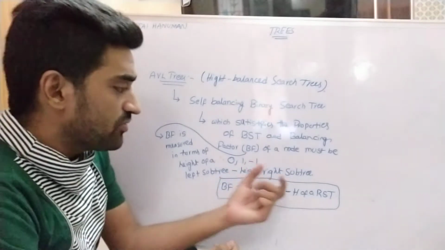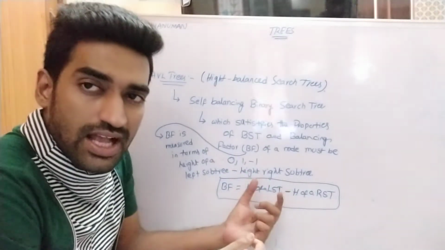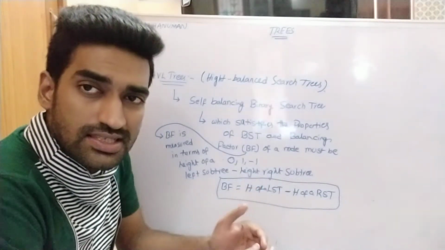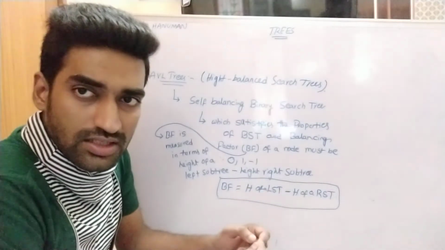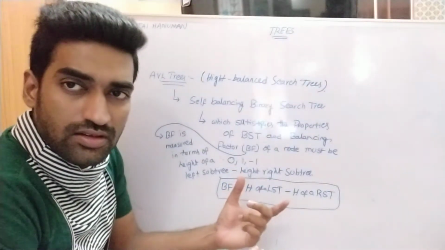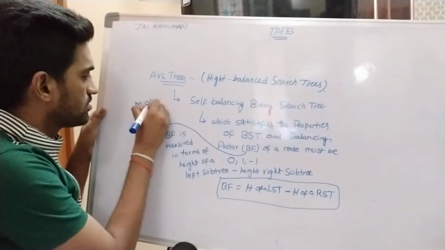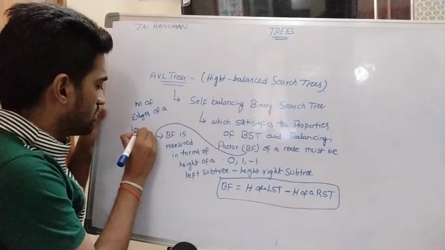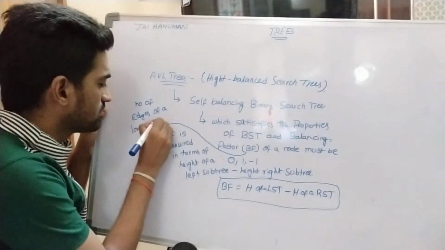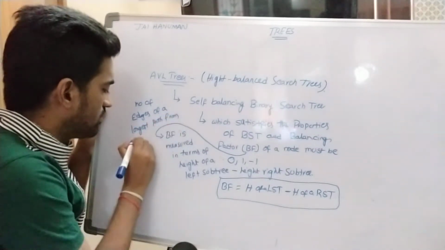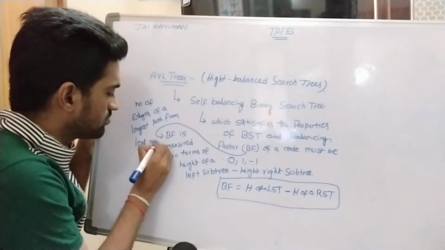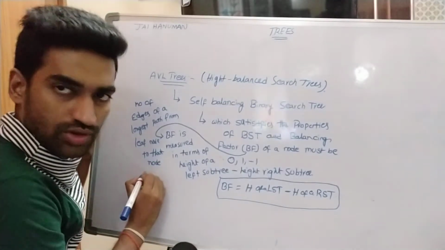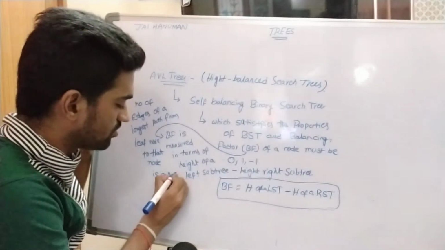Right. So before going to this balancing factor, first of all, what is the height of a tree or the height of a node? In previous sessions, we already discussed the height of a node. So what is the height of a node? The number of edges of the longest path from a leaf node to that node is called the height of a node.